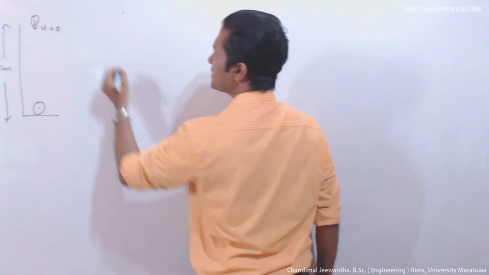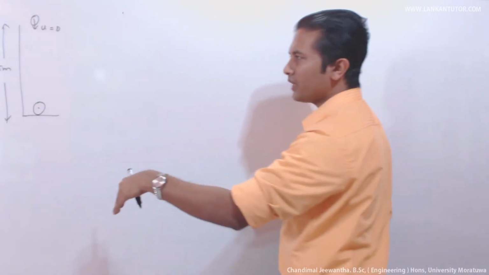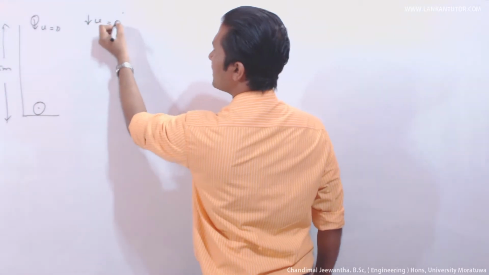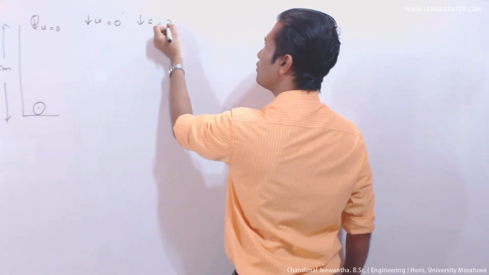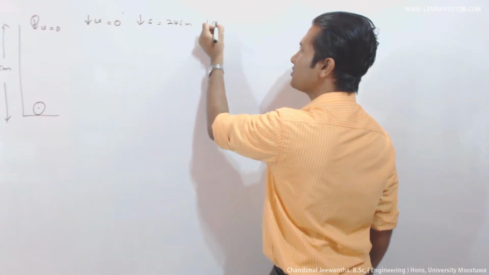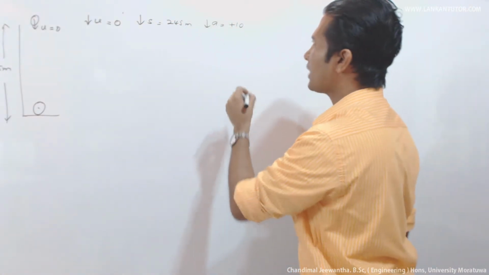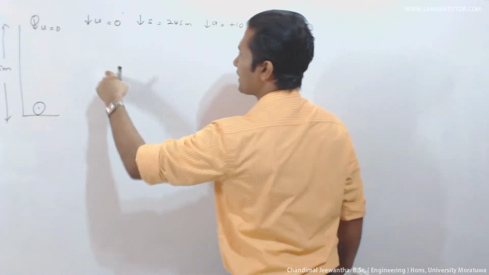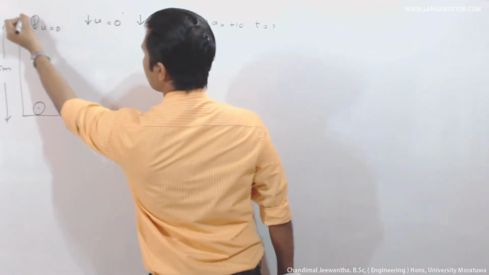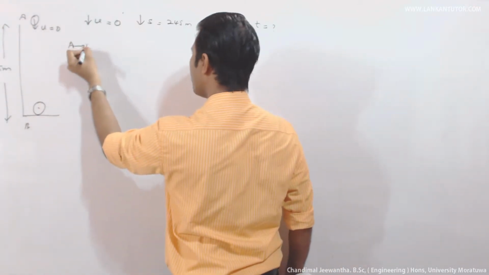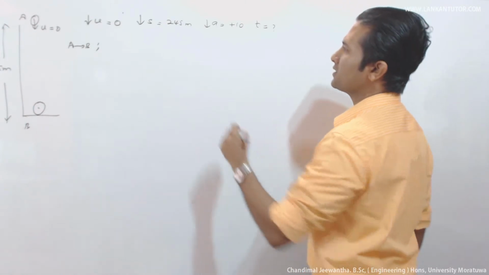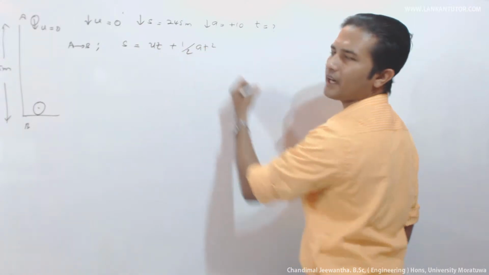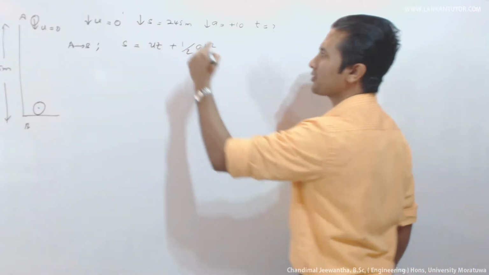So what you have to do is take the positive direction as downwards. Then the initial velocity should be 0, the displacement should be 245, and the acceleration should be plus 10. Then you can find the time taken by the object. So from A to B, we can consider the equation S equals ut plus half at square.